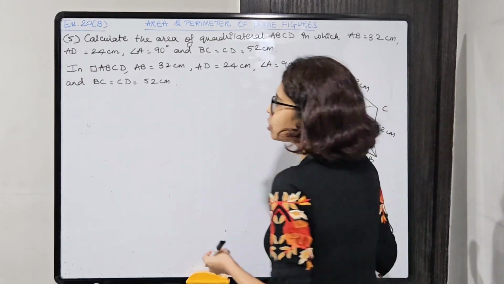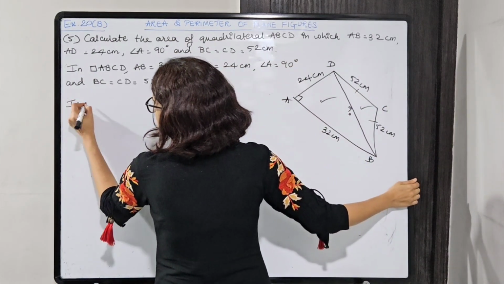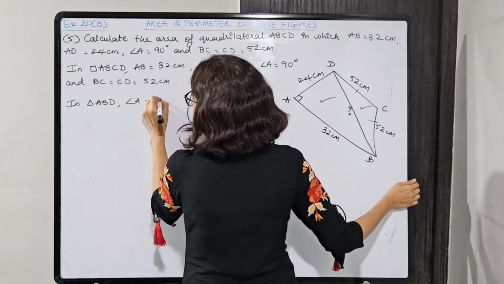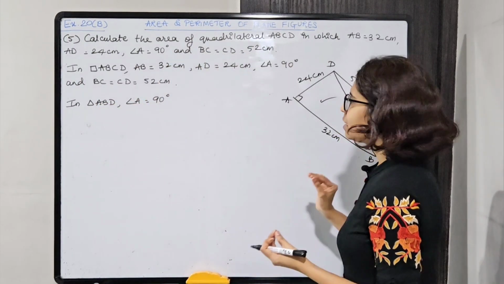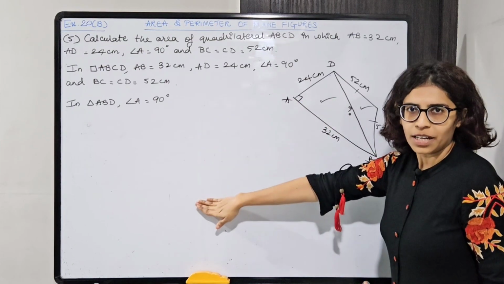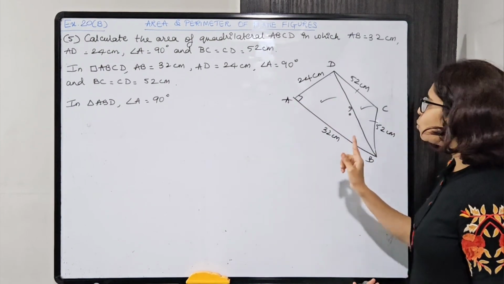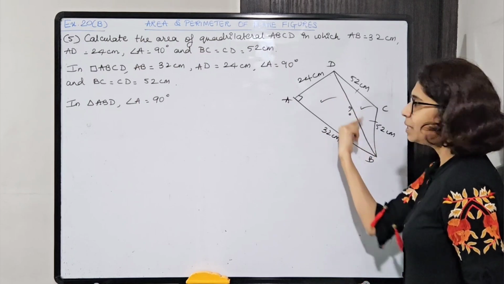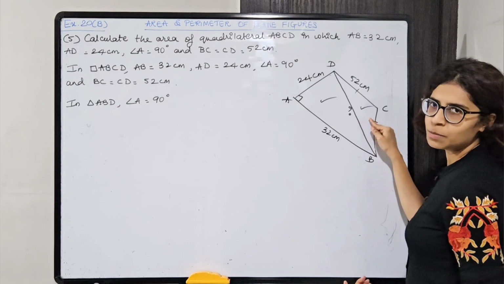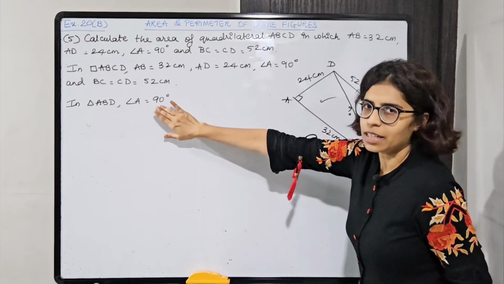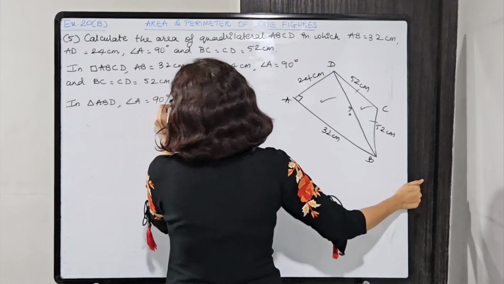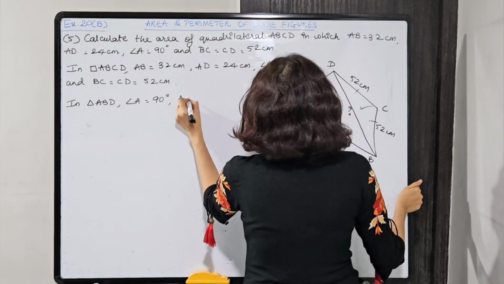All right. So in triangle ABD, first thing that you will do, write down the angle. Angle A is 90 degree. So that is why we can apply half into base into height, right? And also we need to apply Pythagoras theorem to find out BD, है ना? BD find out करना है for area of triangle BCD. So you need to write this down. In triangle ABD, angle A is 90 degrees है. Also write down AB and AD.